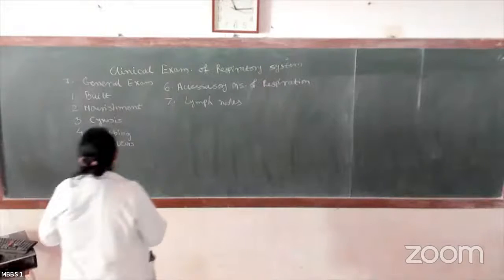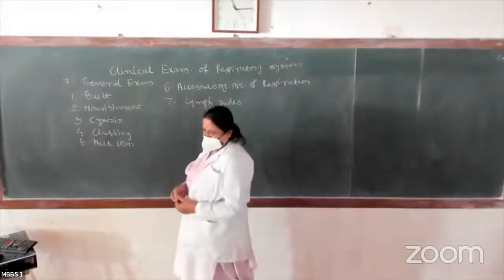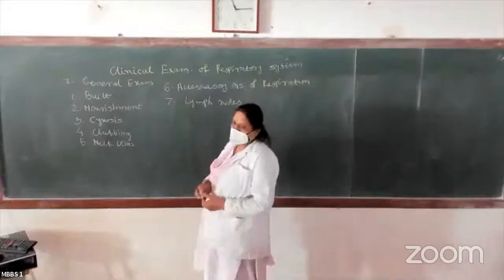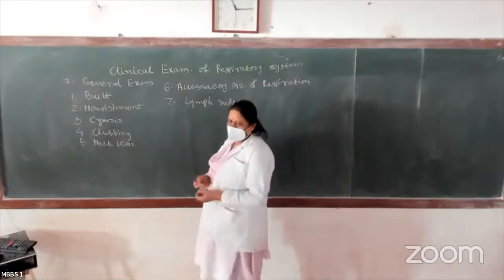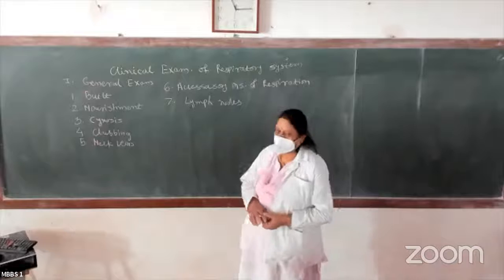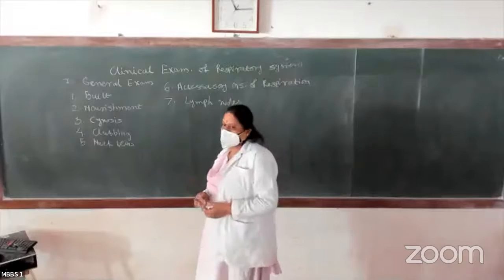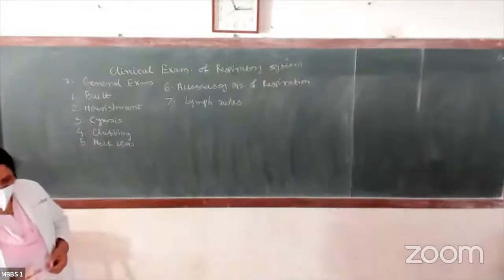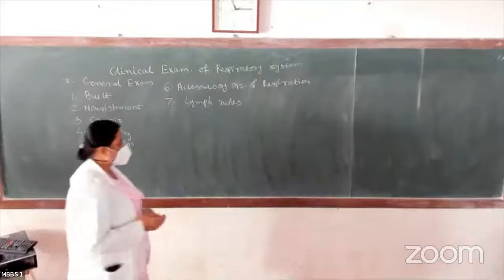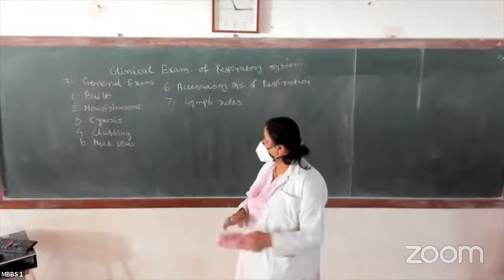So, general examination: build, nourishment, cyanosis, that is bluish discoloration, clubbing, Schamroth's window test, neck veins distended or not distended, accessory muscles of respiration working or not working, and last is the enlargement of the lymph nodes. Lymph nodes are normal or their size is increased. So this is the general examination. Then we go for the systemic examination.